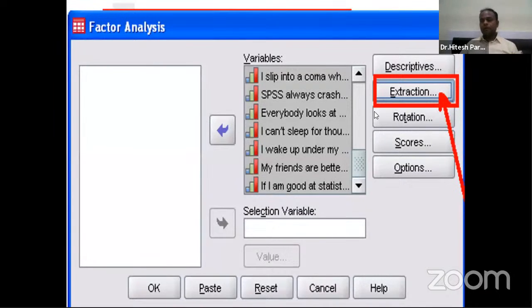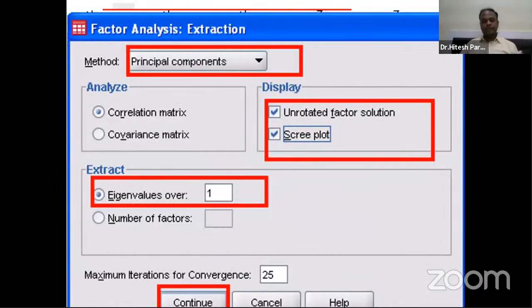Then click on extraction. On extraction, by default the method is principal components method, so it is visible. In display, we require two tick marks: unrotated factor solution and scree plot. Unrotated factor solution is a default tick mark; you need to give a tick mark to scree plot.